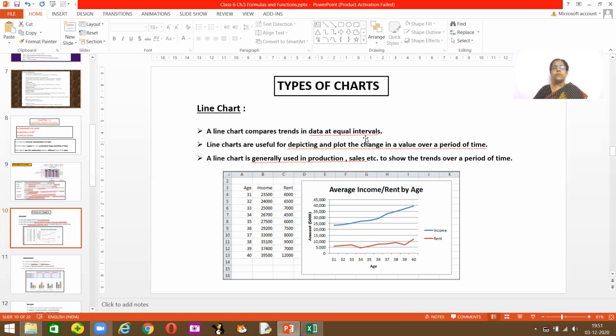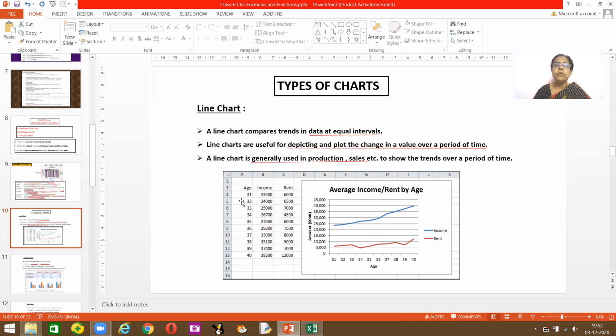It's data that is equal at intervals, and a line chart is very useful for depicting and plotting the changes of the value over a period of time, as it keeps changing day by day. And this is the changing according to ages, and the income changing according to ages. If not, it would be like for your sales. Today the sales are good, tomorrow how is it?